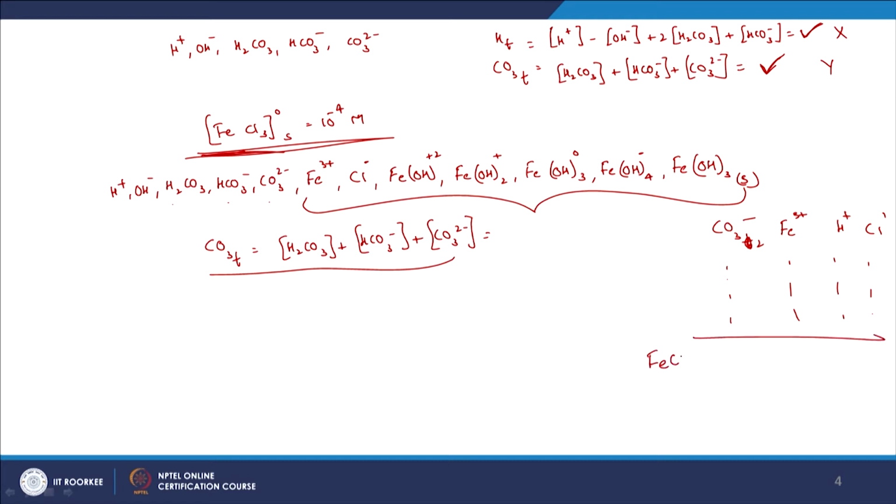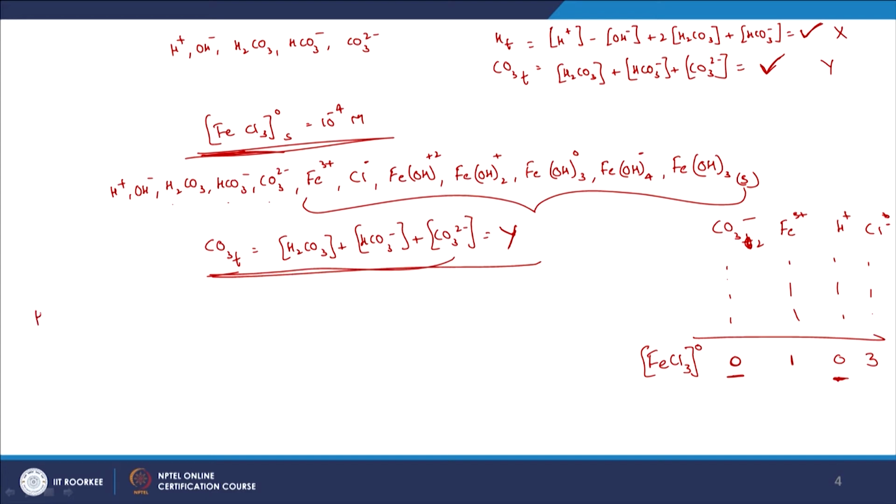And if I write down the recipe species here, is CO3 2 minus affected here? No, right. Fe3 plus, yes. Is H plus affected here? No. Is Cl minus affected here? Yes, by 3 times, right. So what I am trying to show is by addition of FeCl3, you are not changing the CO3 total, nor are you changing the H total, right? But within H total, so a CO3 total is still, what is it here, Y, right? It's still equal to Y.